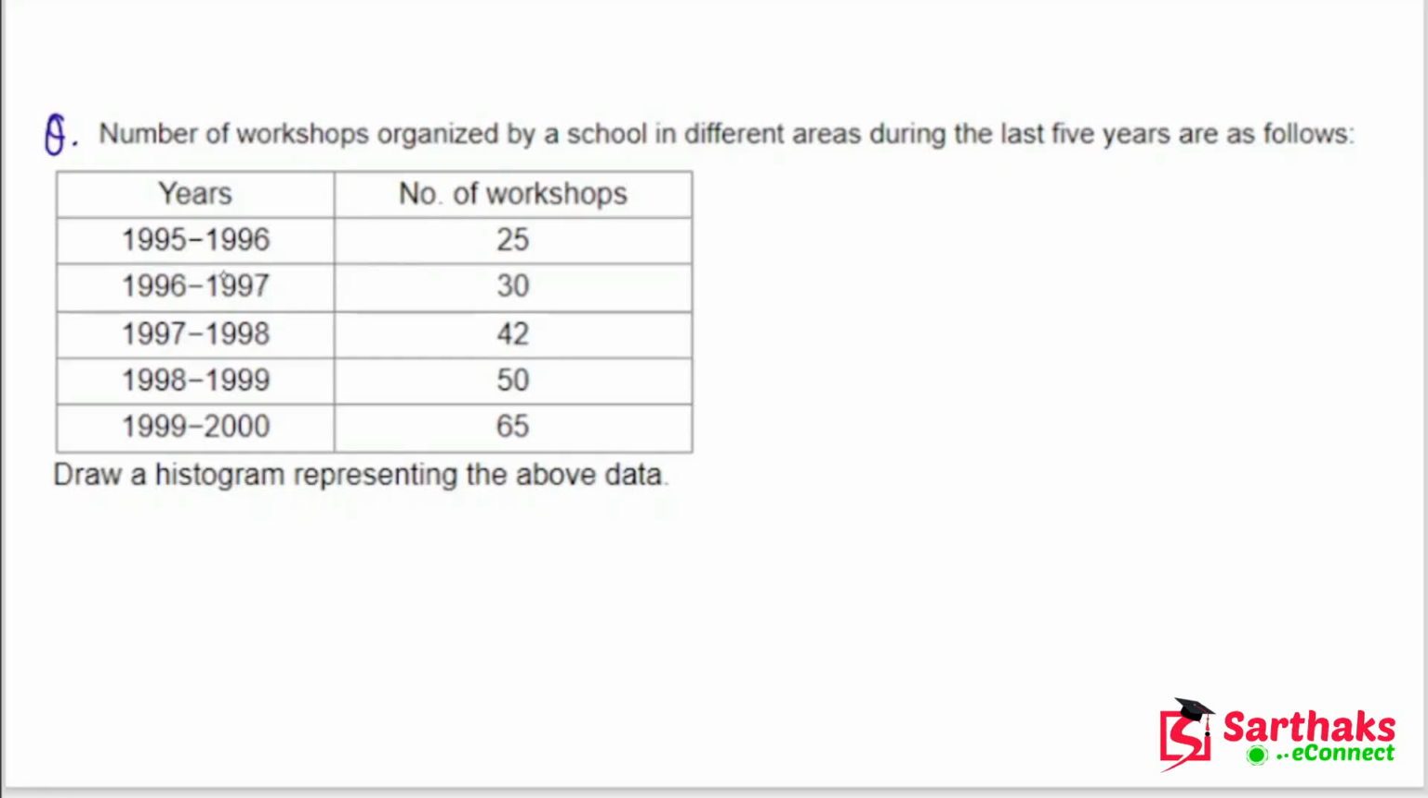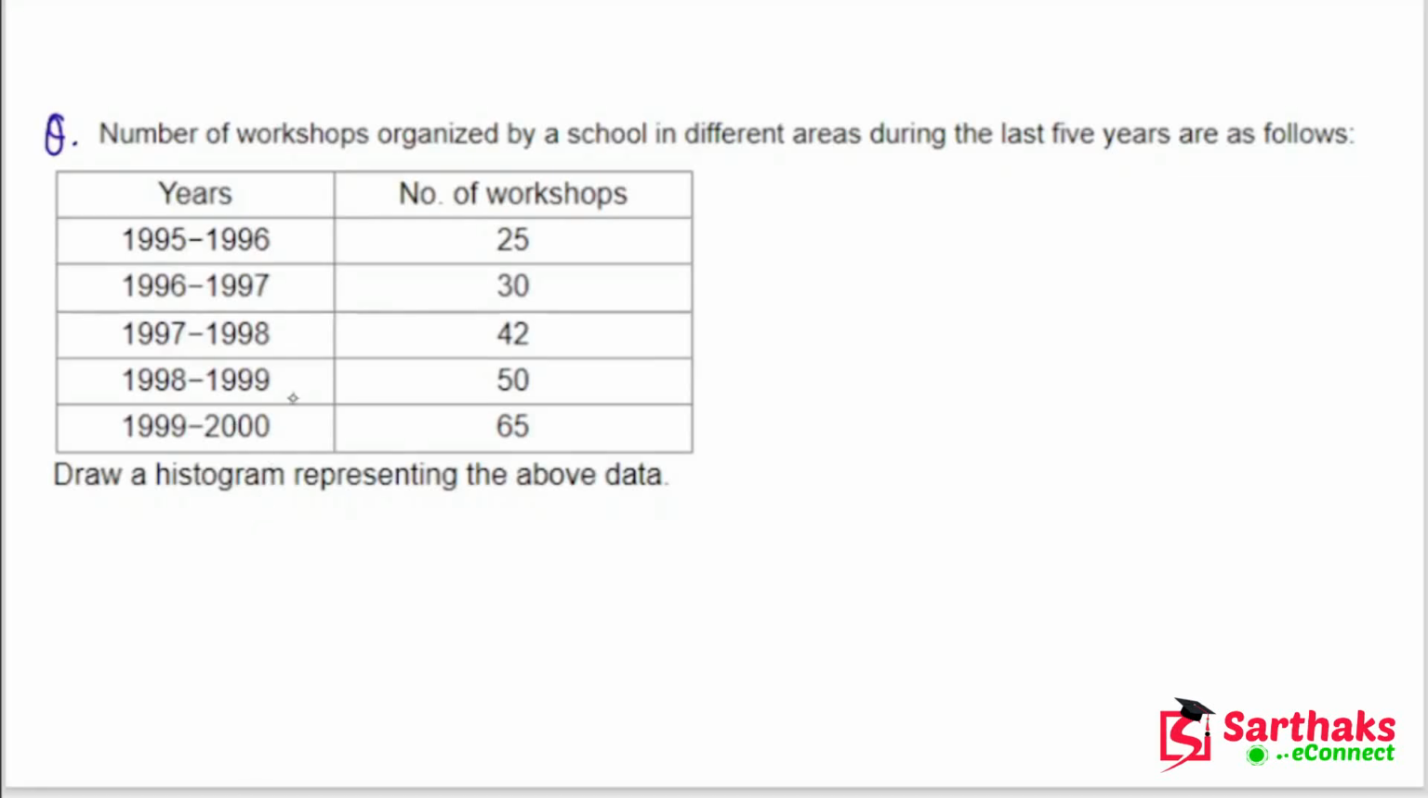There are the years. Now see, the intervals are fixed, continuous intervals. There are the number of workshops, right? So we have only 25 workshops. For 1996 to 1997 we have 30 workshops. For 1997 to 98 we have 42. During the year 1999-2000 we have increased to 65 workshops. So it is data of years to number of workshops. So the number of workshops is working as frequency, and the years are working as the class intervals. So we have to draw a histogram to represent the above data.